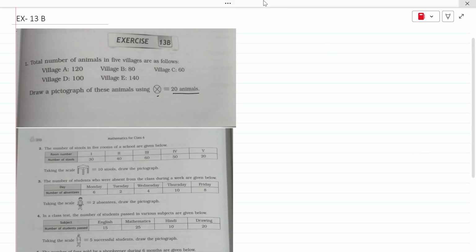Hello kids. So I hope that you have done the questions given in 13A and the homework part. And also let us start with the 13B exercise today. So let's start with the first question.